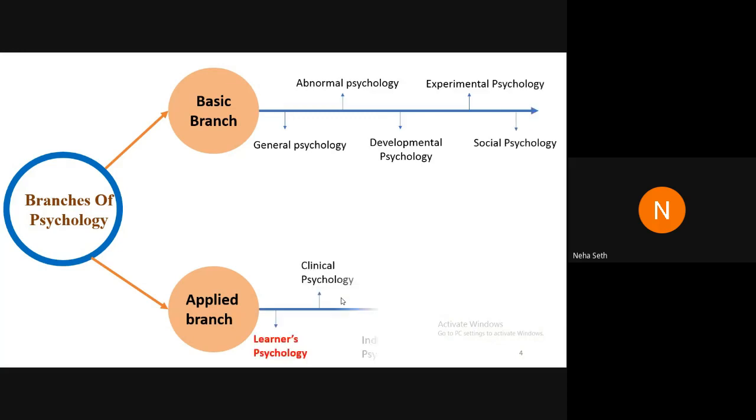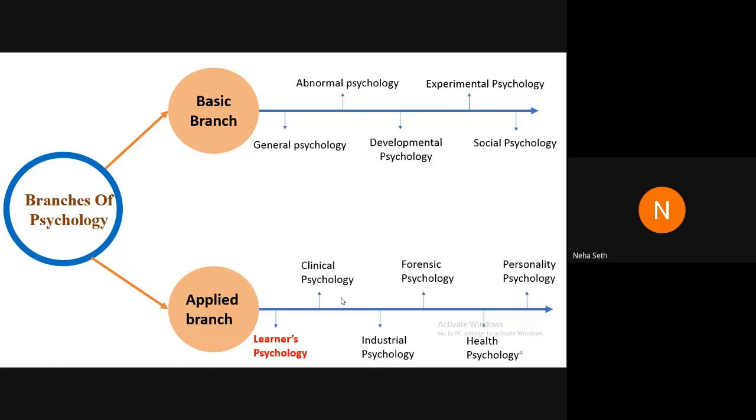Now, there are different branches of psychology, categorized into two basic types: basic branches and applied branches. The basic branches include abnormal psychology, experimental psychology, general, developmental, and social psychology. The applied branches include personality, health, forensic, industrial, clinical, and learner psychology. There are various branches, and as per their specialization, people pursue the study under different branches of psychology. But today, as faculty members, our focus will be on learner psychology, or I can say classroom psychology. Next, please.